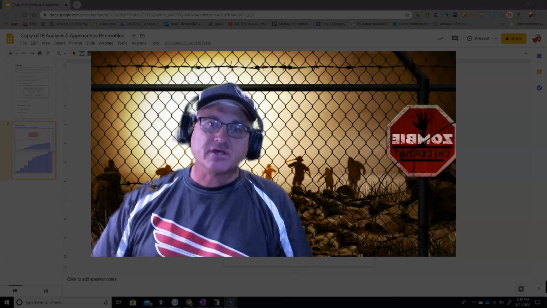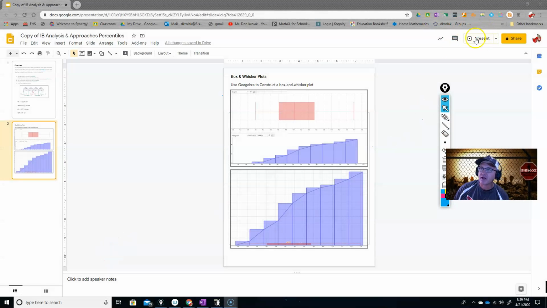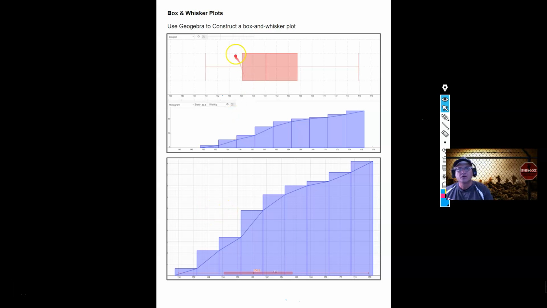So today we're going to take a look at box and whisker plots. A box and whisker plot tells us a lot of the same information that we learned about in a cumulative frequency graph, but they're a lot easier to draw. I don't know if you've ever seen a box and whisker plot. This is what they look like.